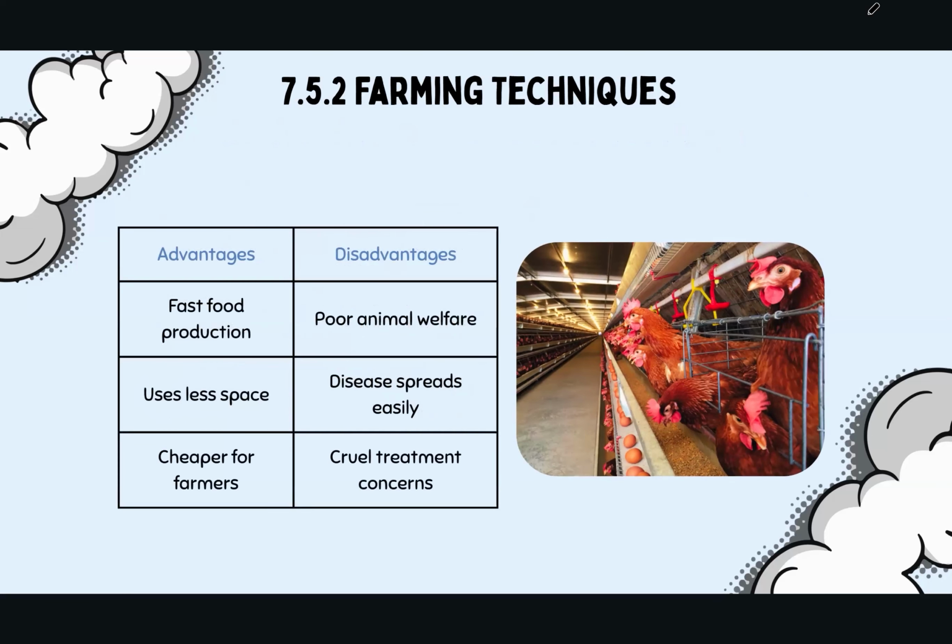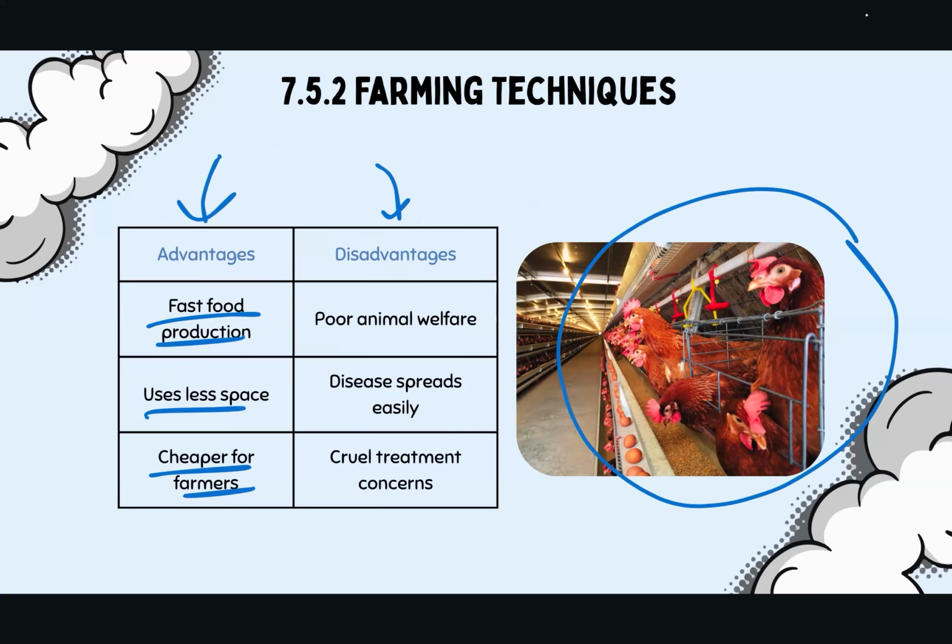So the advantages of certain farming techniques lead to fast food production. It uses less space and it's cheaper for farmers. So doing this kind of thing, it produces more food. It uses up less space because you've got these chickens cooped up into one small section each. But it leads to poor animal welfare. Disease spreads easily, so if one gets ill, they're all next to each other. And it is a cruel treatment.